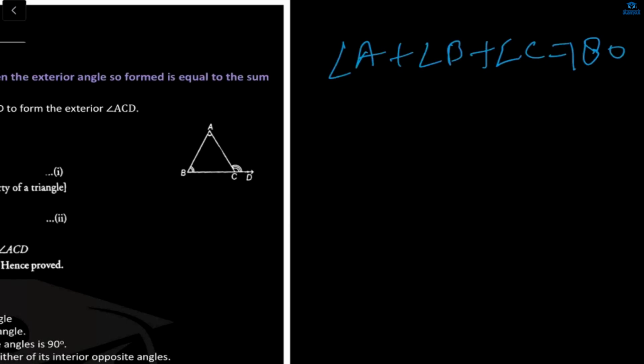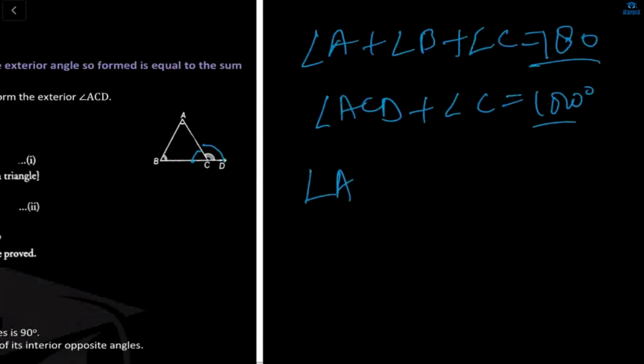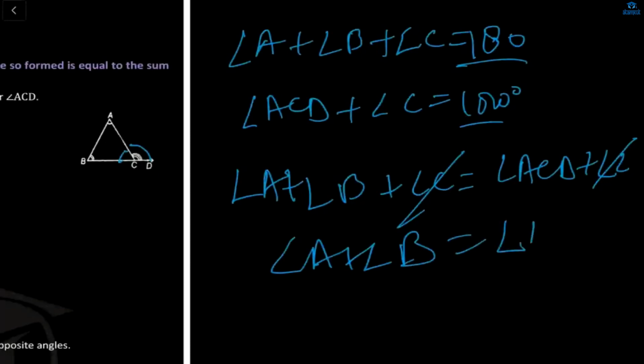Now, if you see, AC is a ray that is standing on BC. So from the linear pair equation, angle ACD plus angle C will be equal to 180 degrees. Now you see both are equal to 180 degrees. So we can write that angle A plus angle B plus angle C is equal to angle ACD plus angle C. Now you can cancel angle C from both sides. So angle A plus angle B is equal to angle ACD. Any doubt?